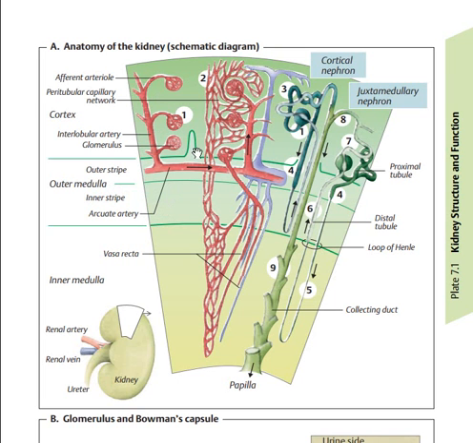So now, after visualizing the blood vessels, you need to visualize the different nephrons involved with the renal system. At the level of the renal cortex, you have the cortical nephron. They are located mostly in the cortex, and their loop of Henle only descends and ends at the level of the inner strip of the outer medulla.